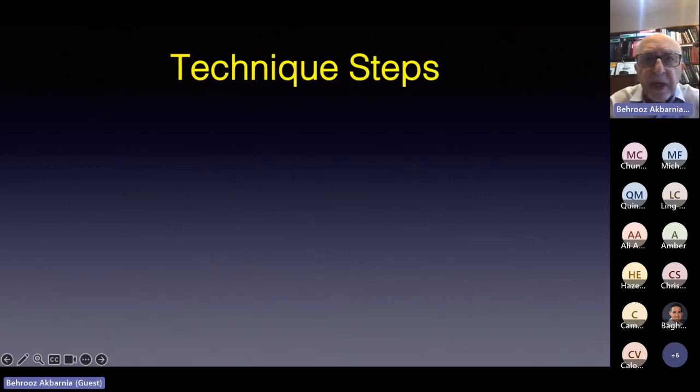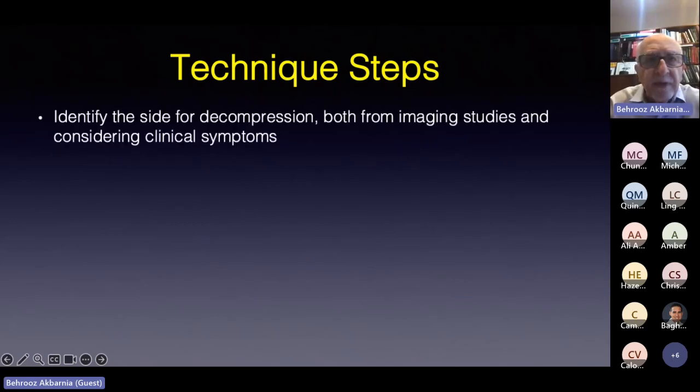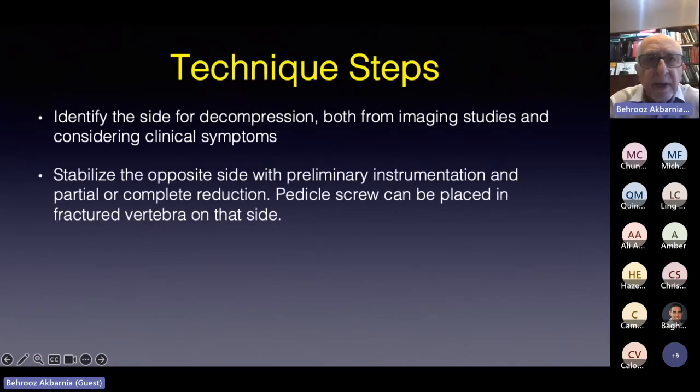The steps of the technique, I call 7 steps. Identify the site of decompression ahead of time, based on the neurologic deficit, whether it's right or left, and also from imaging to see which side has the main or more fragments. Once that is identified, the opposite side can be stabilized.